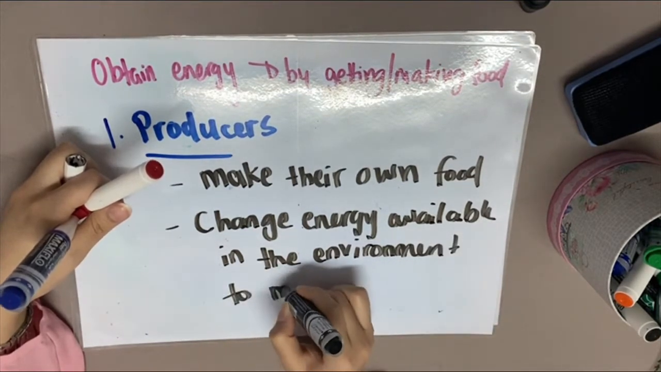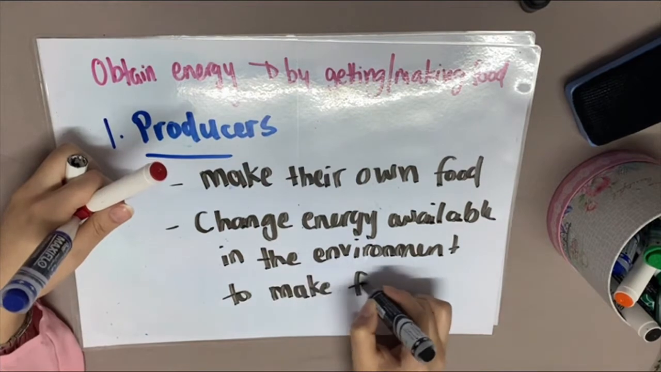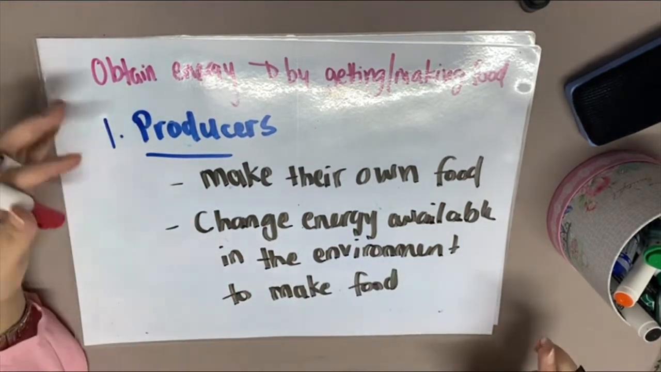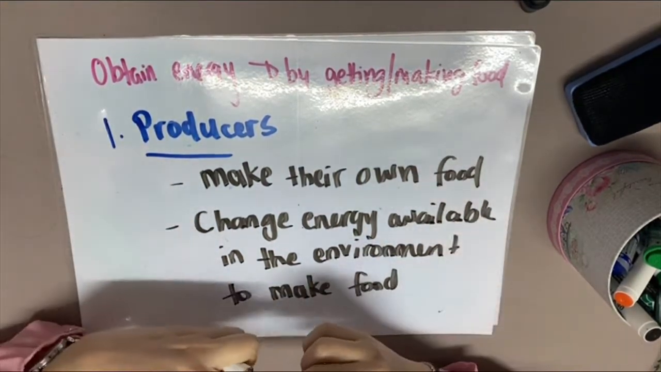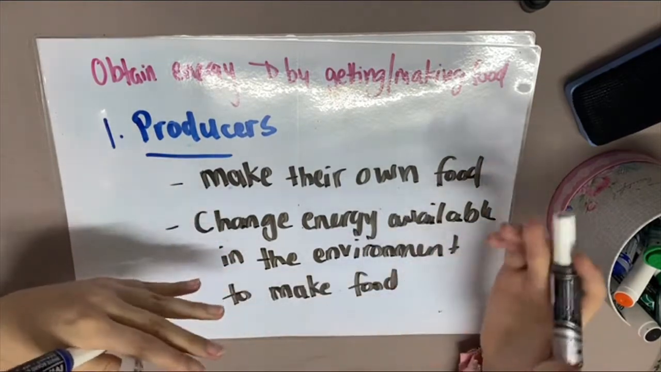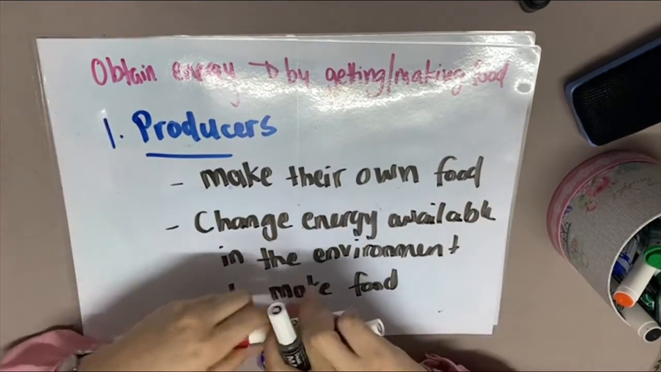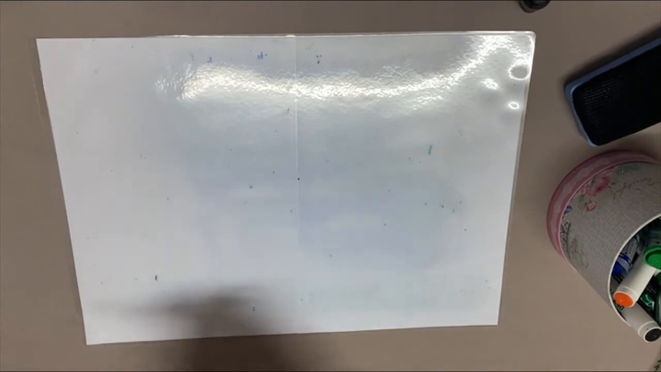This ability is only for producers. How about the other kind of organism? We said we're going to classify them, right? We classified them into producers and consumers. Let's take a look at the other kind, consumers.